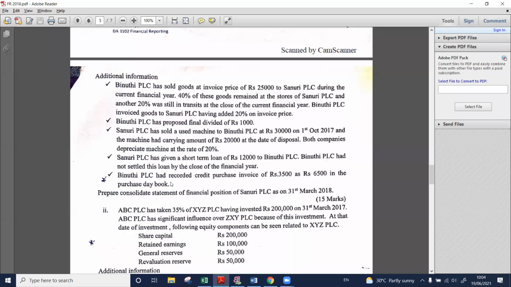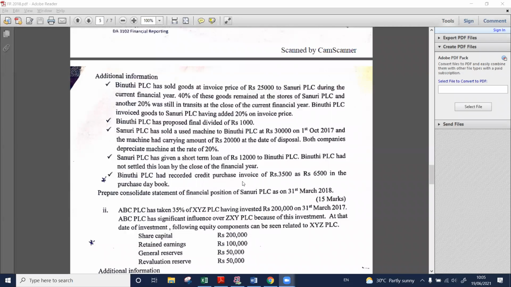Binuti PLC had recorded a credit purchase invoice of 3,500 as 6,500 in the purchase day book. Who made this error? Our joint venture. If the joint venture made the error, we should be careful that we need to consider only the acquisition percentage. Only the impact on the acquisition percentage is what we take. Right.